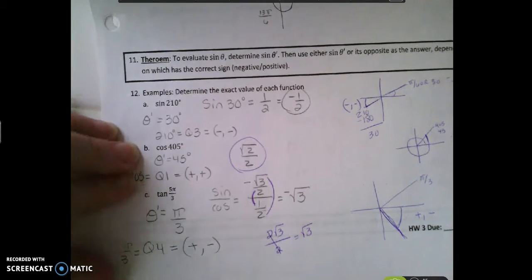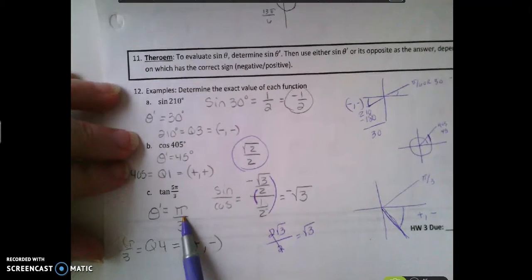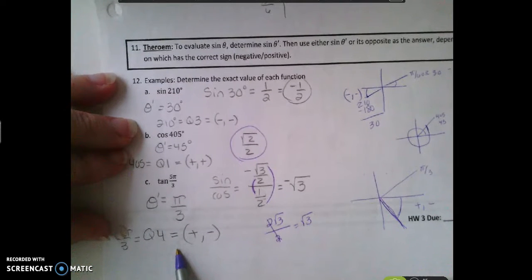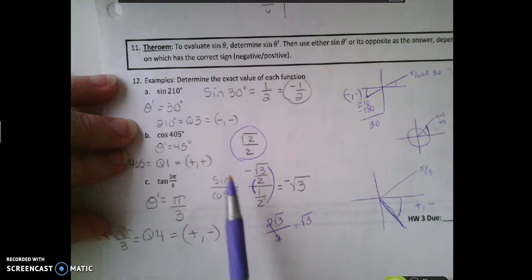Okay, so it takes a little bit of thinking. You've got to decide what's the reference angle, what are the signs in that quadrant that we're dealing with, and then you have to know your unit circle and your values of your ordered pair. Okay, so we're going to go back and do a couple more examples like the problems that we did a minute ago.